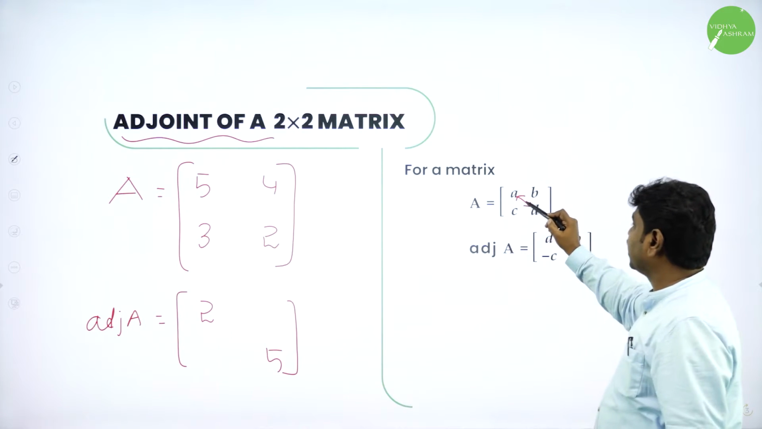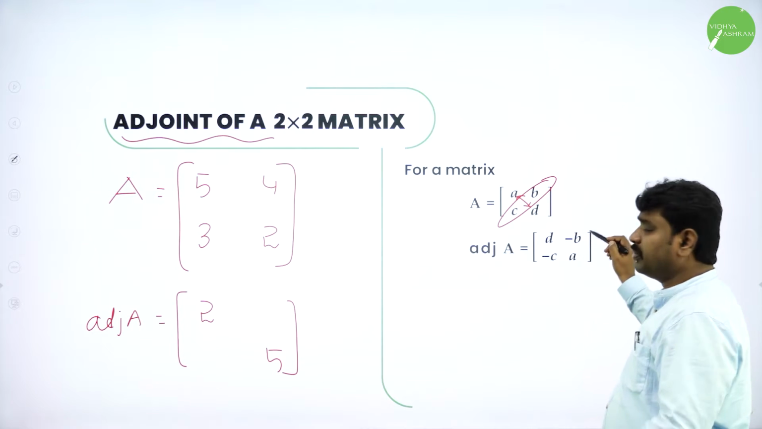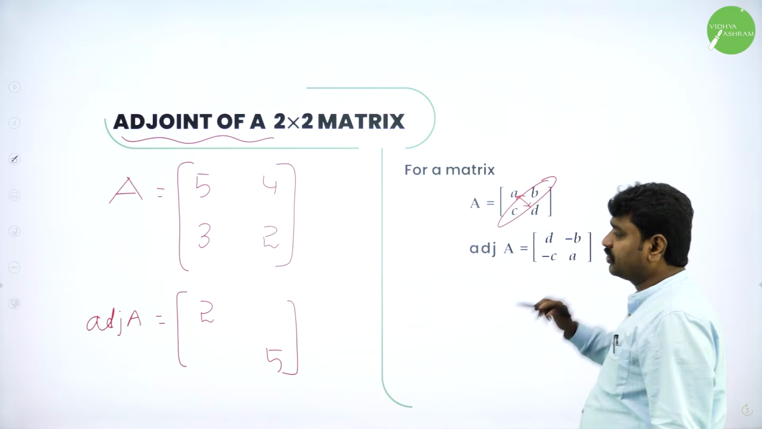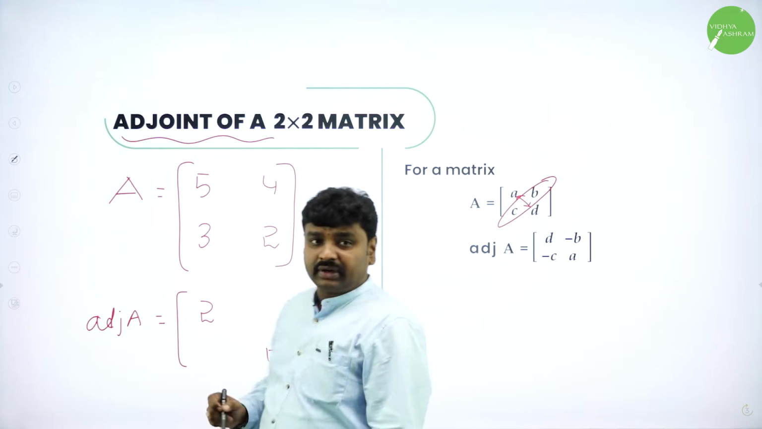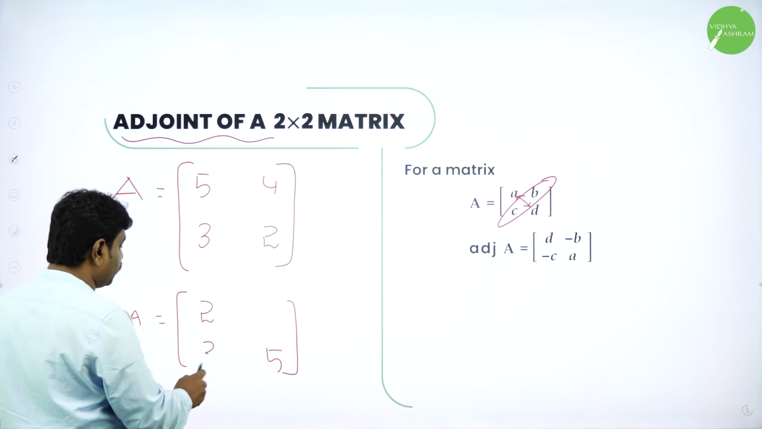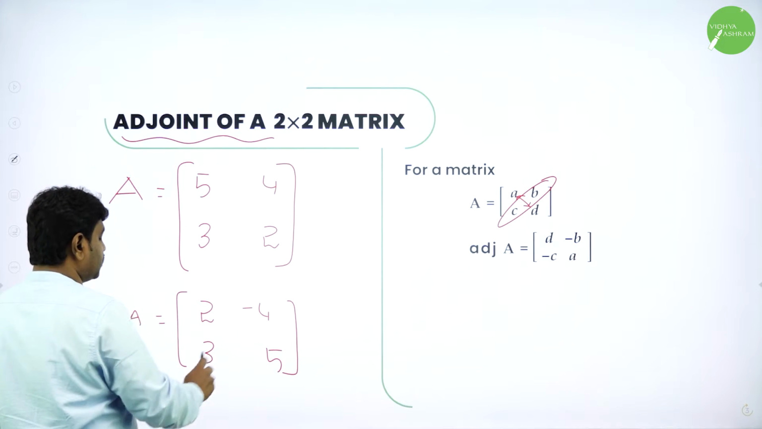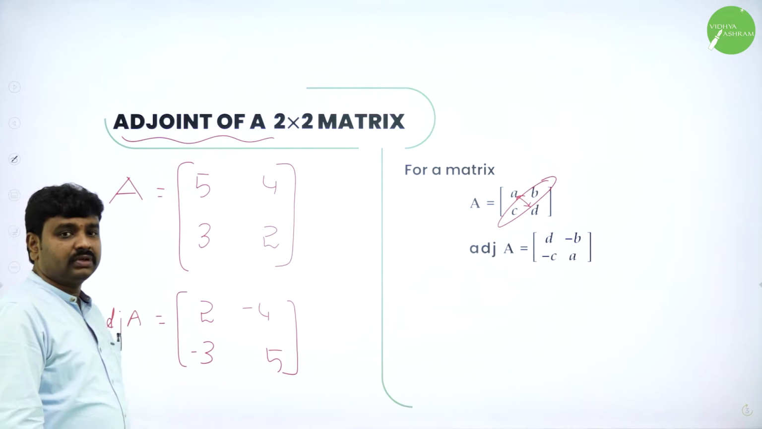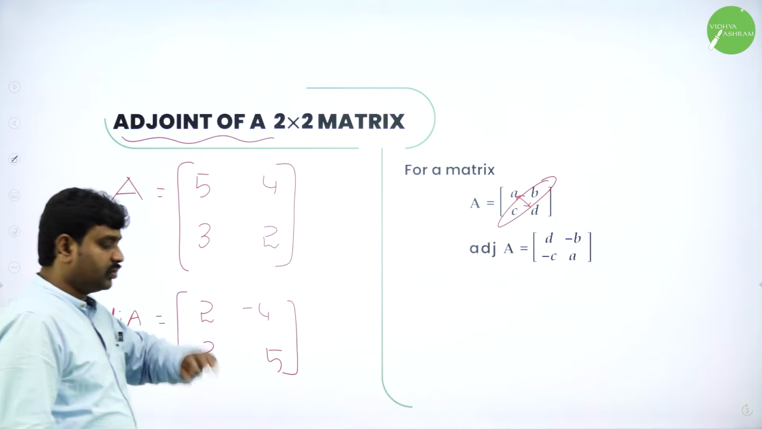See here, what is the secondary diagonal? Secondary diagonal means C and B. C and B stay in place, but the sign changes. Positive C becomes negative C. So secondary diagonal 3 and 4 are retained in place, but the sign changes. If it is negative, make it positive. If it is positive, make it negative, or multiply by minus. This is adjoint. Now answer my question.